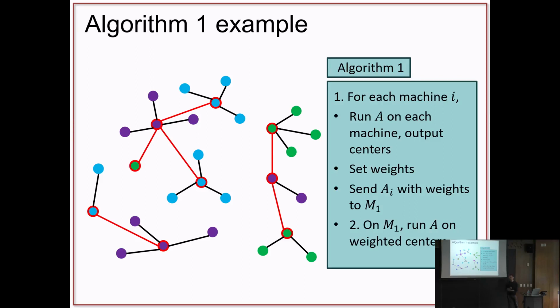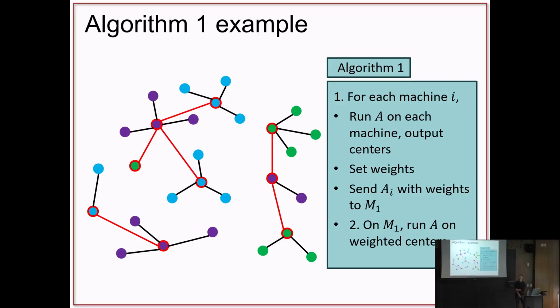So in order to bound the approximation ratio of this algorithm, we're going to need to bound the distance from each point to its overall center. It's kind of like taking two hops, the black line and then also the red line is what we're going to have to bound.